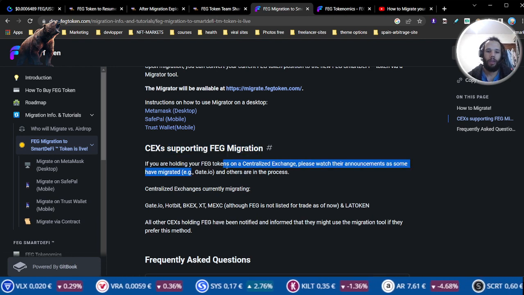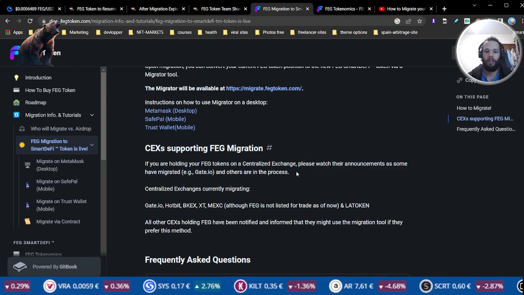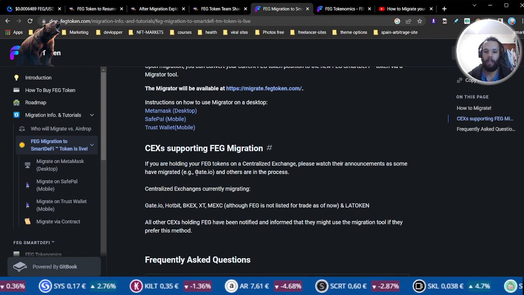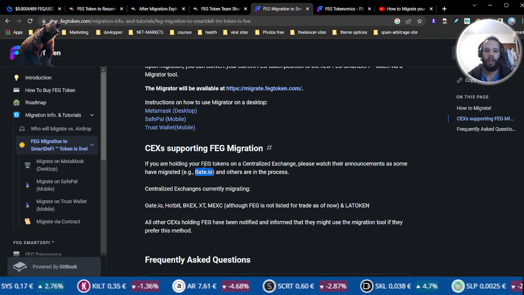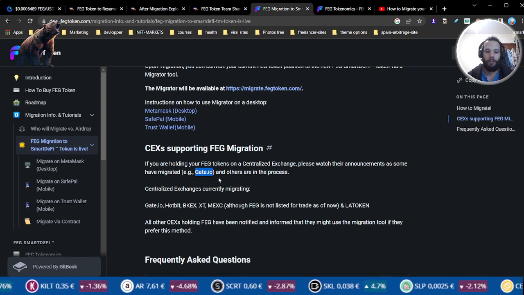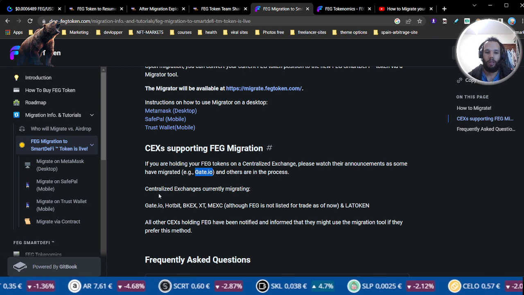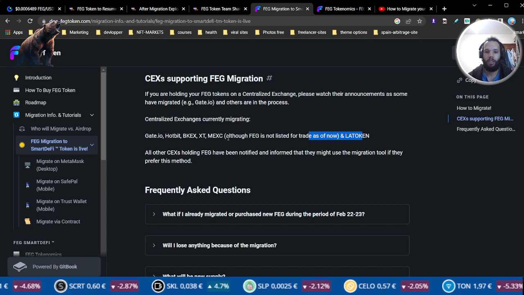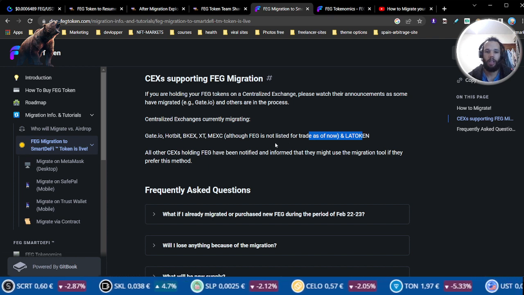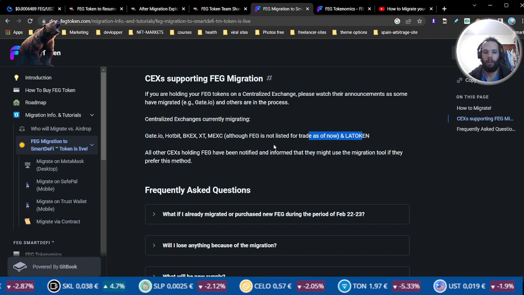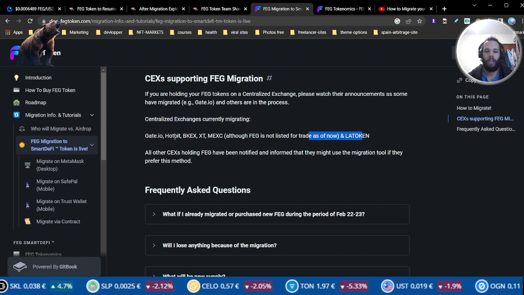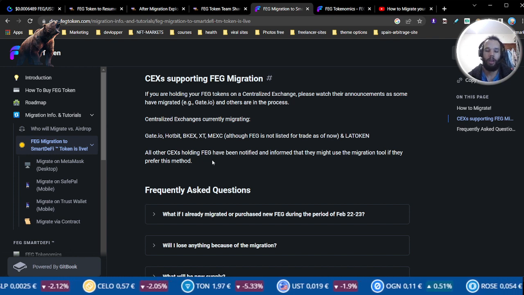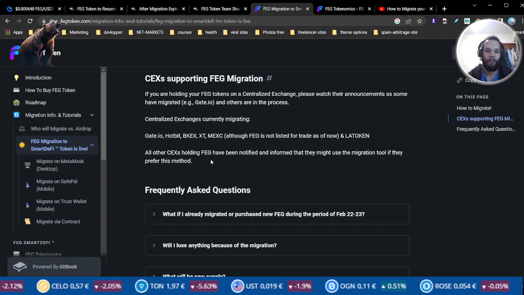If you are holding your FIG token on a centralized exchange, please watch their announcements. Some have migrated, like gate.io, which has migrated the token from V1 to V2, and others are in process. Centralized exchanges currently migrating include Gate.io, Huobi, and so on. All these exchanges announced here are migrating to the new token. If you have any exchange other than these, you may do the migration manually.